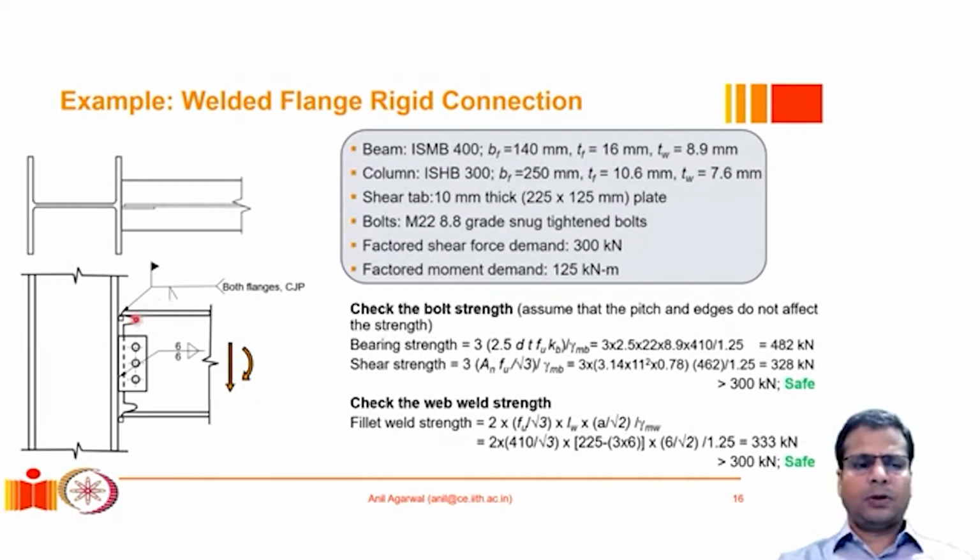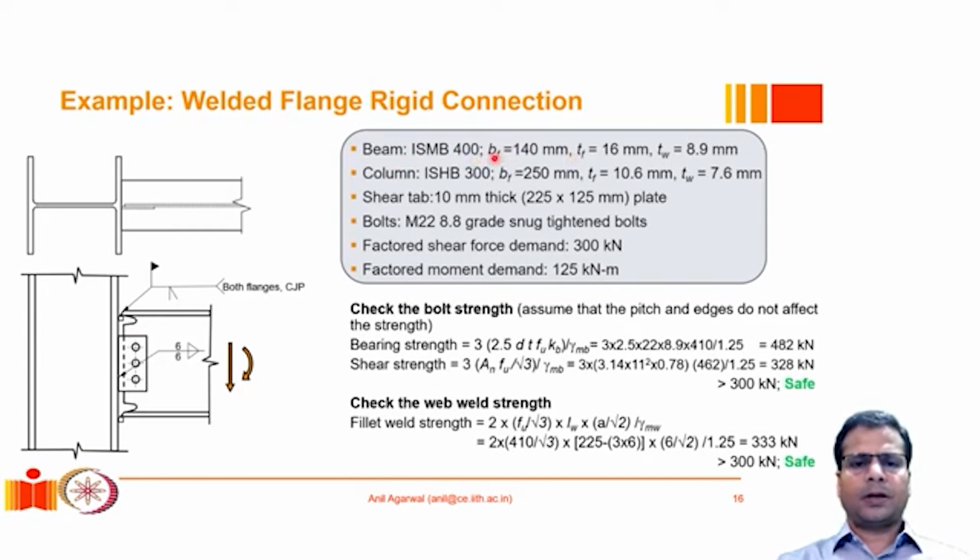So now we know the basic philosophy of these connections, how they behave. They are very simple from a calculation point of view. The only challenge with these connections is that they require site welding, which is very critical for the performance of the connection. But these are one of the very common types of connections, especially when it comes to moment resisting frames. So in this example, the beam dimensions are given as ISMB 400.